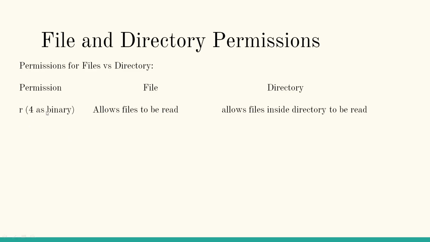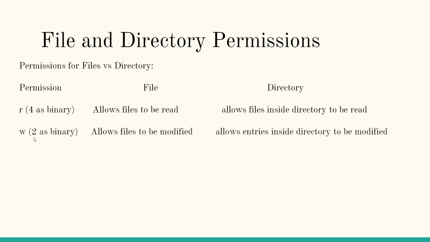It will be like this. R, as binary, is to allow files to be read. This is for the file. But for the directory, it is to allow files inside the directory to be read. So this means that any file inside this directory or folder can be read. But for the file, it allows the file itself to be read. Now the write permission for a file allows the file to be modified. For example, with a text file, you want to write to it and add new extra lines.